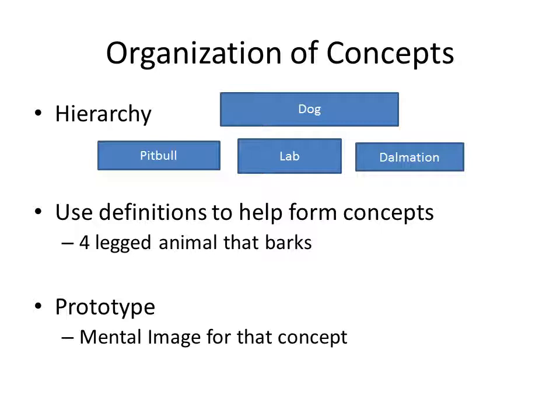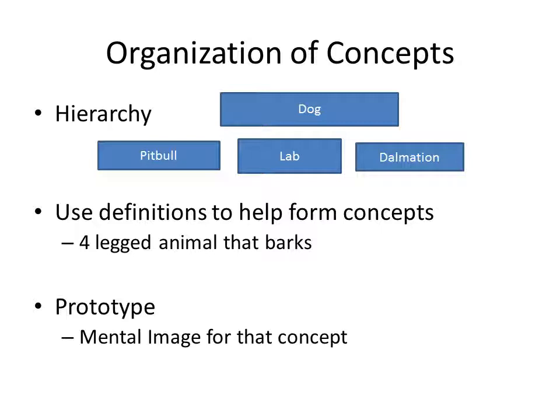Organization of concepts. A lot of the times we use hierarchies in which to organize concepts. So we have the big idea at the top, and then you can kind of pull down on different ideas of it. So the big idea here, the concept is dog, and then you have a lot of different images of what the dog could look like. It could be a pit bull, it could be a lab, it could be a Dalmatian, it could be a poodle.